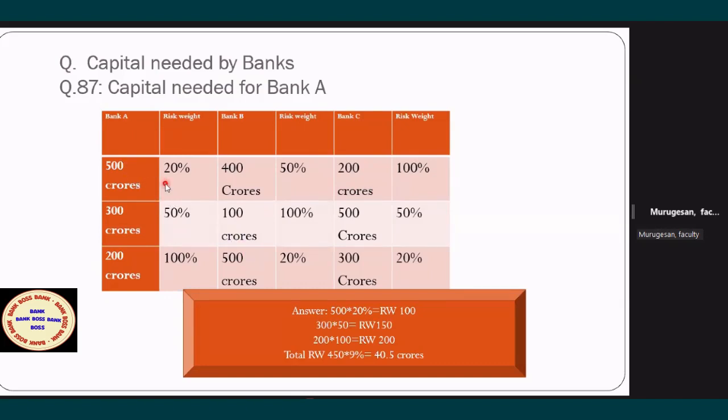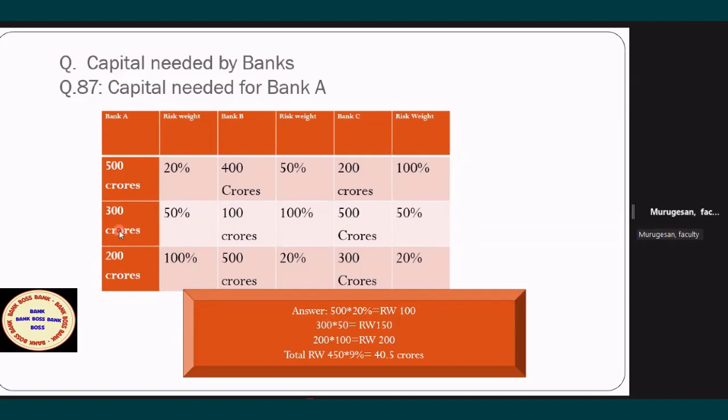Okay, bank A, 500 crores in 20%. Now, what is the risk weight? 500 into 20%. So risk weight will be 100. How did you get 100? Just 500 into the risk weight. So 500, 20% means 100. Next, 300 crore they have invested in 50%. The 300 crore loan they have given to the 50% risk company. So 300 into 50% means 150. 150 crore is the risk weight.